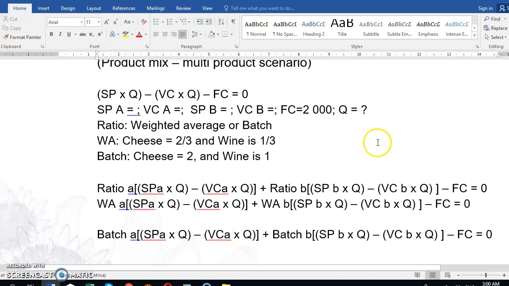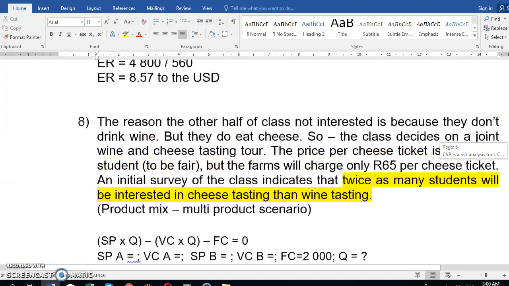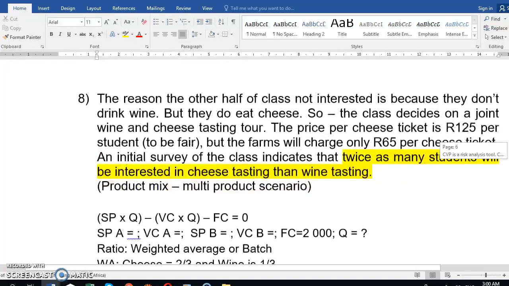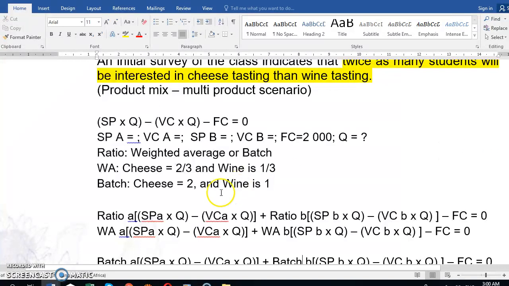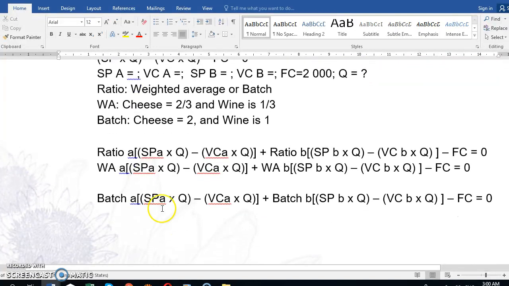Hi everyone, just following on from the previous video, if we look at this example, the selling price of product A is... let's do the batch approach first. Remember we have two choices, weighted average or batch approach. So let's do weighted average first.